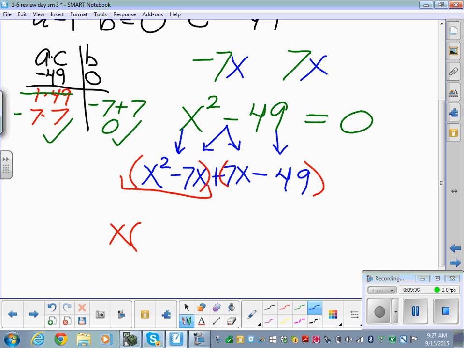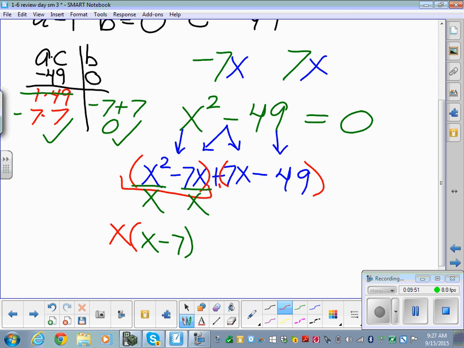Let's say you didn't know. Let's say you're like, I don't know what's left inside. Go back through and say I divided each term by x. That's what you did when you pulled out. What's x squared divided by x? x. What's negative 7x divided by x? Negative 7. Does everybody see that?